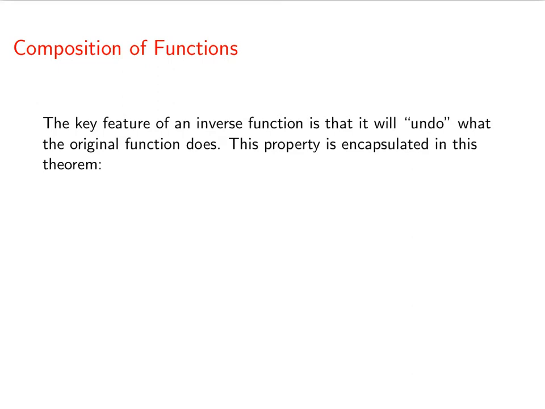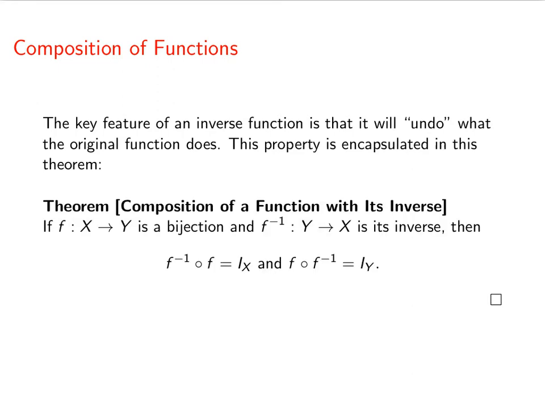So this property is summed up in this theorem. This is a theorem about composition of a function with its inverse. So if f maps from x to y is a bijection, which then means it has an inverse, so then f inverse maps from y to x is its inverse, then if you compose these two functions, you get the identity function. So f inverse composed with f, you get the identity function on x. If you go the other way, f composed with f inverse, that's the identity function on y.